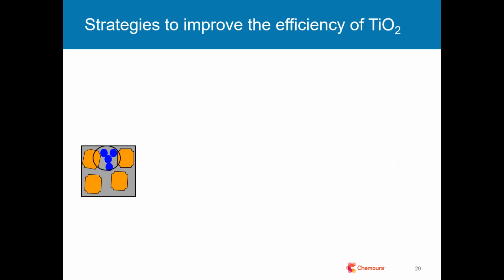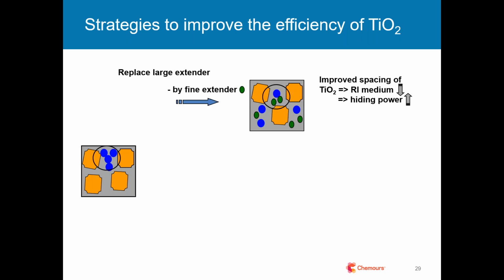So in order to wrap up, what can we do? What are the strategies to improve the efficiency of the titanium dioxide? Well, if we start with a very unoptimized system, we can replace the coarse calcium carbonate with very fine ones, increasing the flexibility for spacing and for putting the titanium dioxide in well-spaced distances from each other. As a result, the refractive index around the titanium dioxide will go lower, resulting in an increase in hiding power.